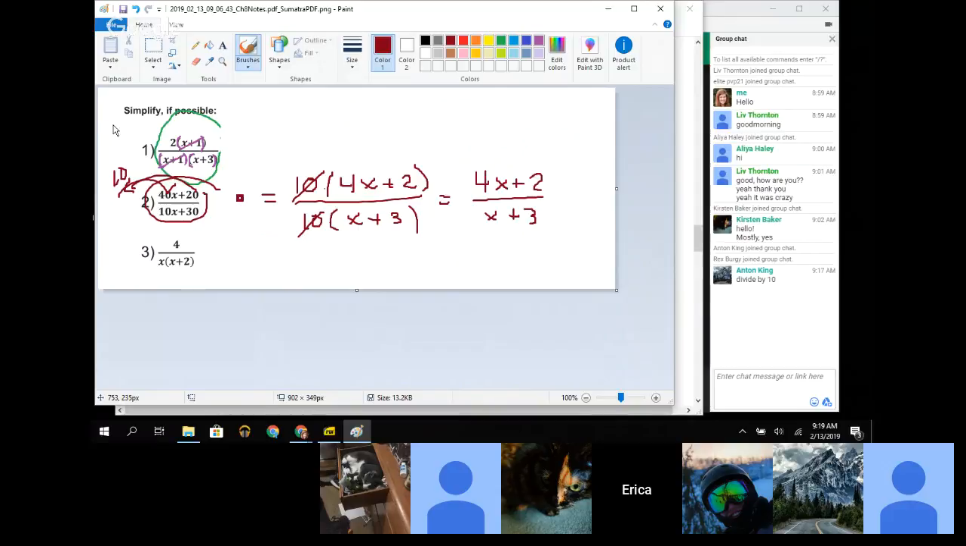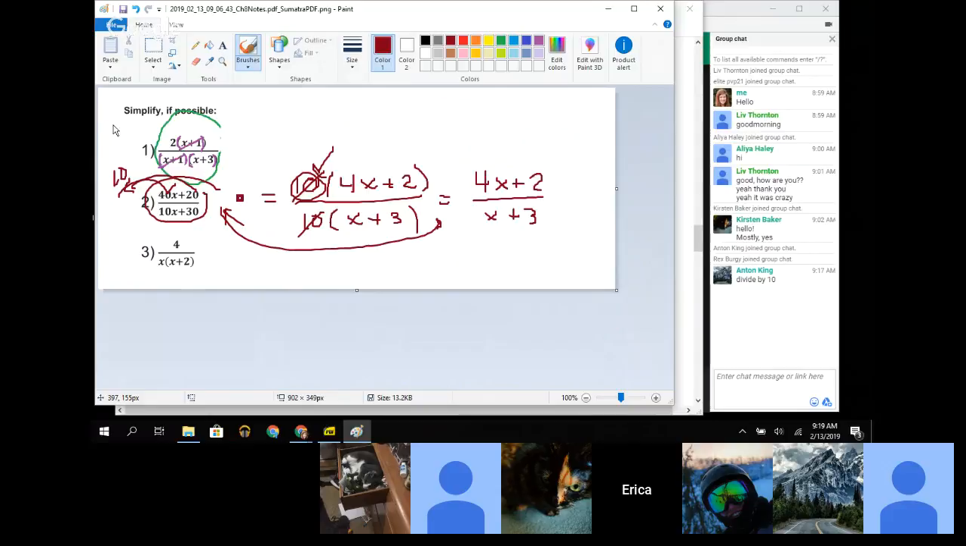Okay, so these are equivalent expressions. They equal each other. We canceled out a 10. Because we canceled out a 10, that doesn't really give us any kind of hole to our equation. So we're good. Whenever you want to cancel out, make sure that you're canceling out something that's multiplied, not added together.